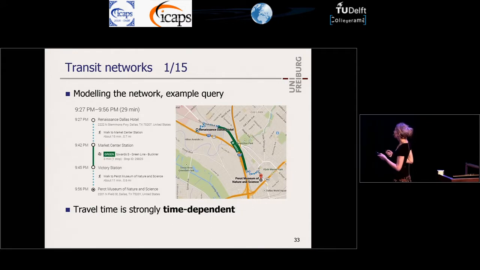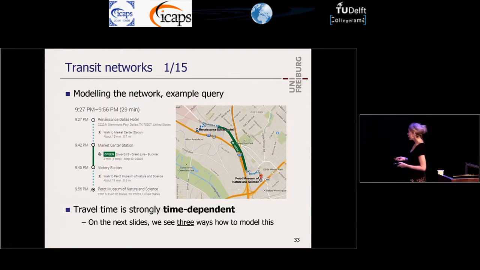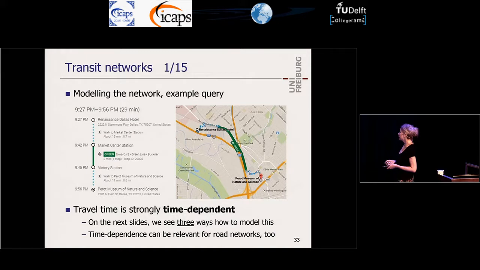And here we have, yeah, it's a typical transit query. You're leaving at some time. Market Center Station, taking the green line, that's how it's called. You leave at Victory, you do a little walking. Of course, transit is highly time dependent. Yeah? And we see 3 ways how to model this on the next slide. Time dependence can be relevant for road networks too, right? If you have traffic jams at certain times, it takes longer to go a certain road and so on. But here, of course, it's the main feature.